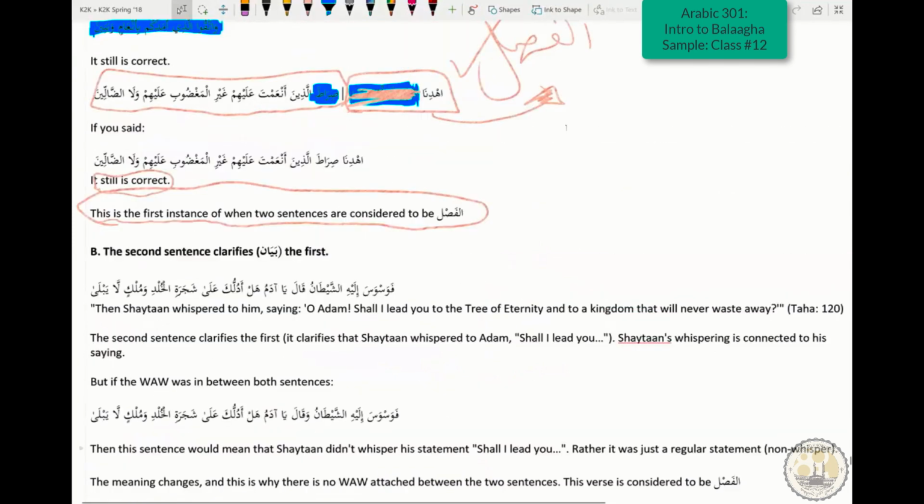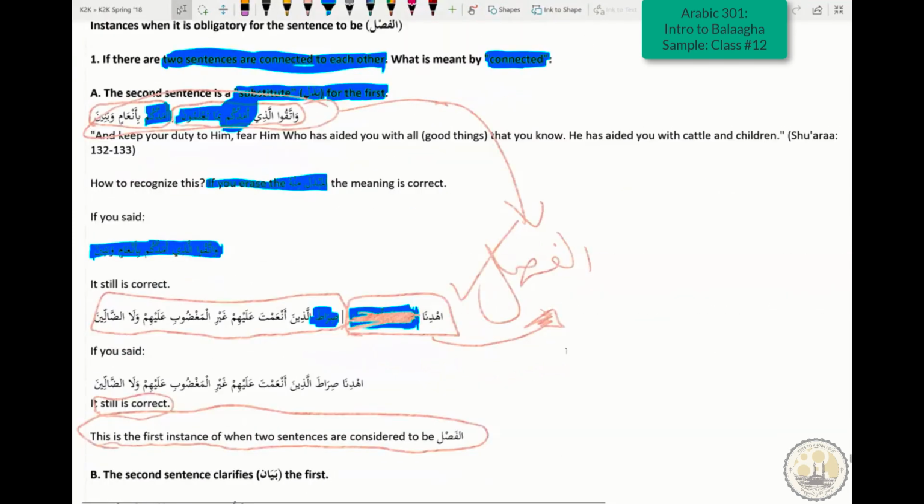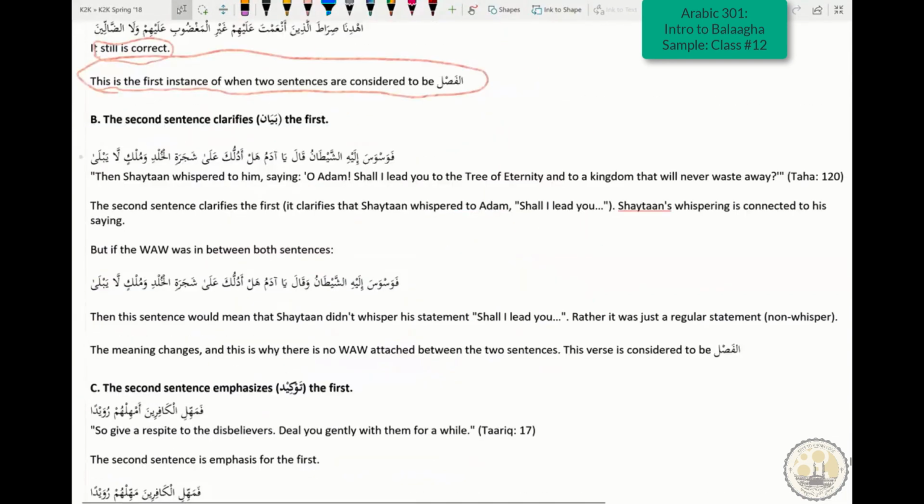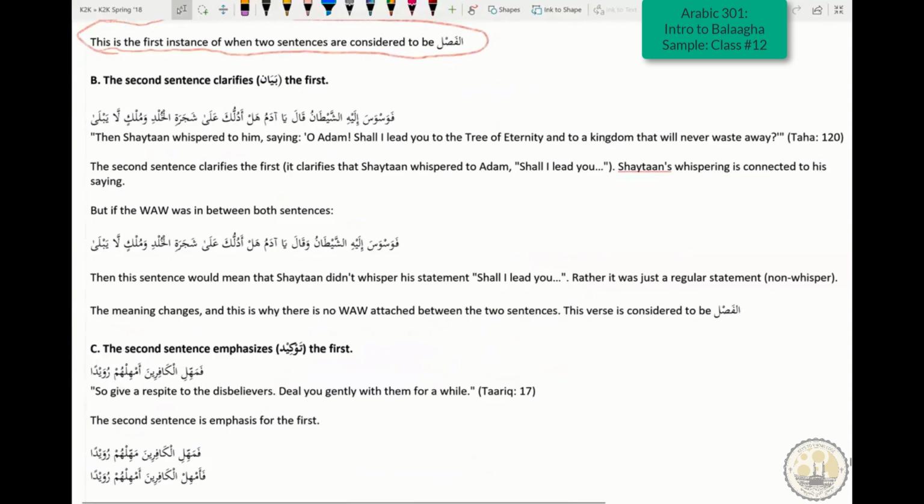And remember, this is A. We're still talking about two sentences being connected to one another. Connection A is if there's a substitute, badal. A second connection is if the second sentence clarifies, yani is a bayan for the first. Okay, this is another type of connection, and where you have to erase the waw. The waw cannot be mentioned.